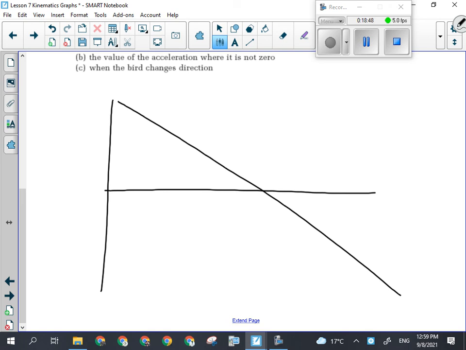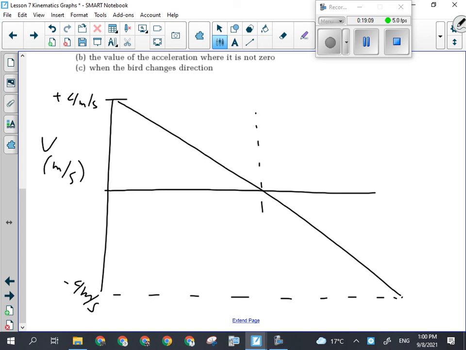Its initial velocity would be upwards. Let's say it's 4 meters per second. And then its final velocity would be negative 4 meters per second. And this would occur halfway through the flight, when it's at its maximum height. How fast is it going at its maximum height? 0. That's exactly what this graph says.